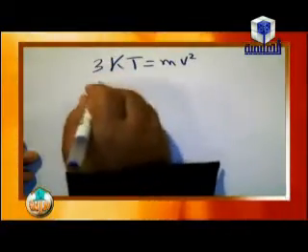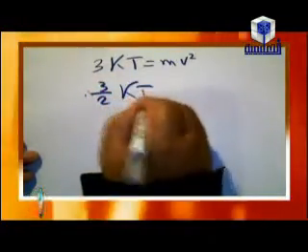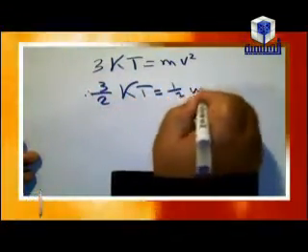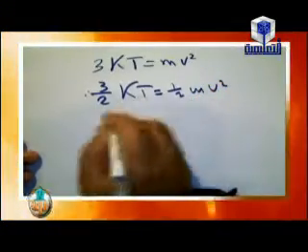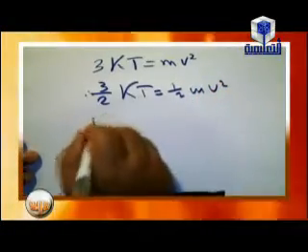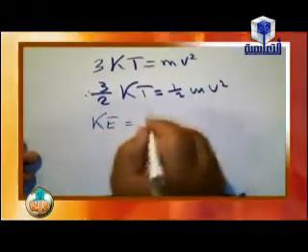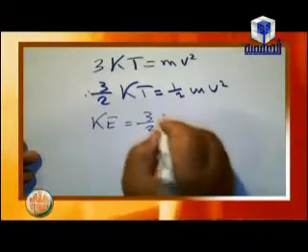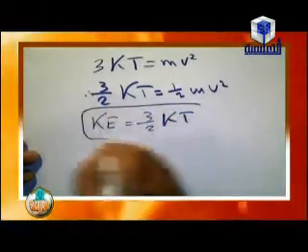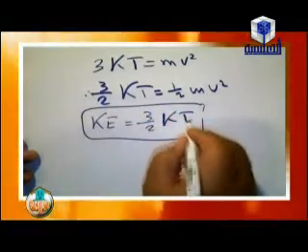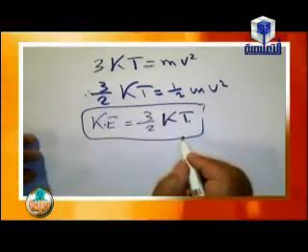3 over 2 KT equals half MV squared. So kinetic energy equals 3 over 2 KT. So at 0 temperature, or at 0 Kelvin, the kinetic energy vanishes.